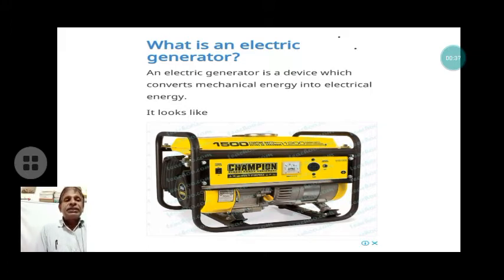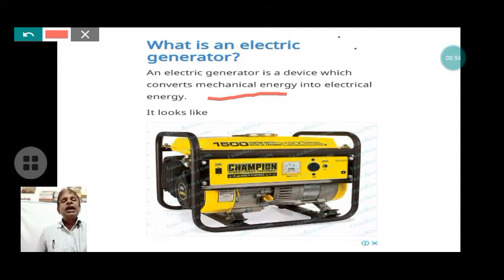An electric generator is a device which converts mechanical energy into electric energy. The mechanical energy is obtained by the movement of a magnet, and the movement of the magnet converts this energy into electric energy. The device that is used for that is called an electric generator.